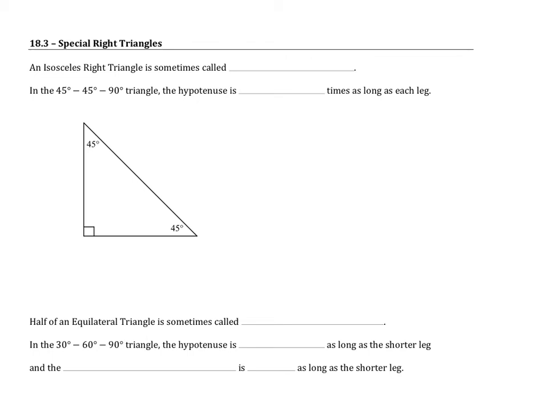These are the notes for 18.3, and we're going to be working with special types of right triangles. In our trig unit, we focused on right triangles and focused on sine, cosine, and tangent. With certain special right triangles, there are actually some tricks and shortcuts we can use to get to our answers sooner.